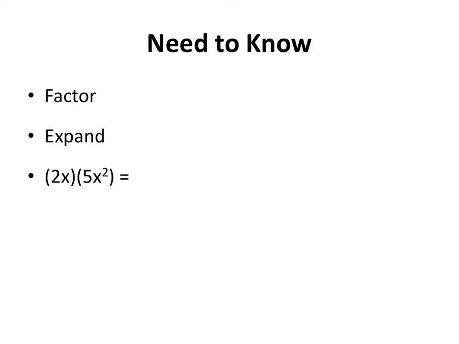In order to be successful with this lesson, you need to know what factoring is, in other words, undoing the multiplying to show what was being multiplied together. You need to know what expanding is, which is simply another way of asking you to multiply. And you need to know some basics for working with polynomials. In this example, we know that 2 multiplied by 5 is 10, and we know that x multiplied by x squared will be x cubed.